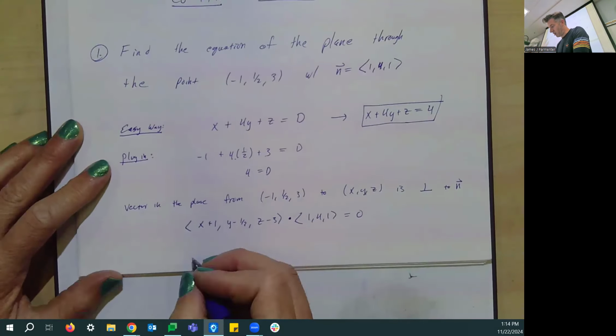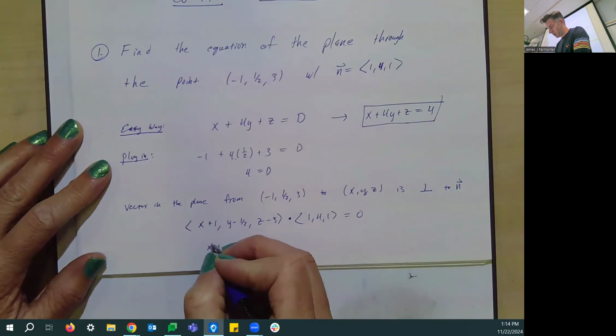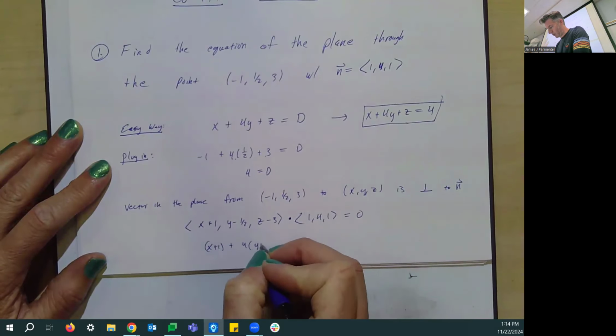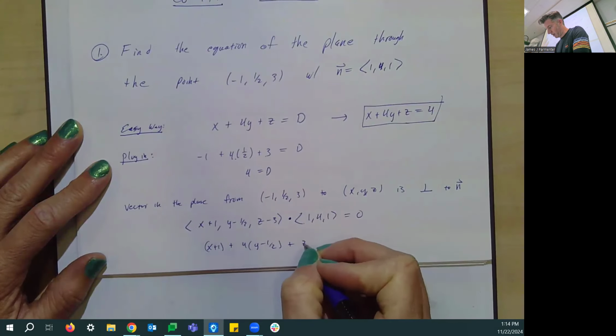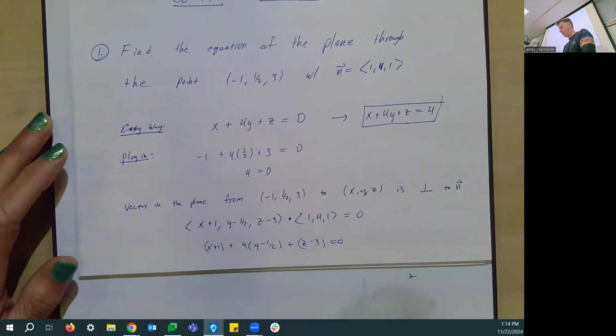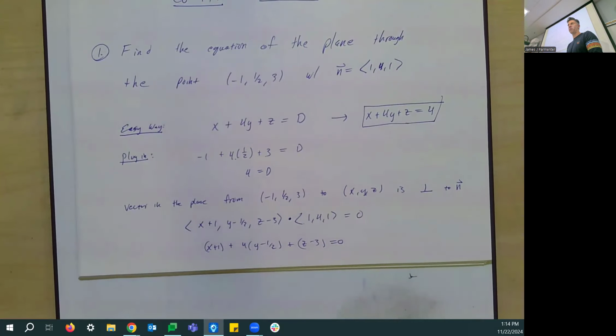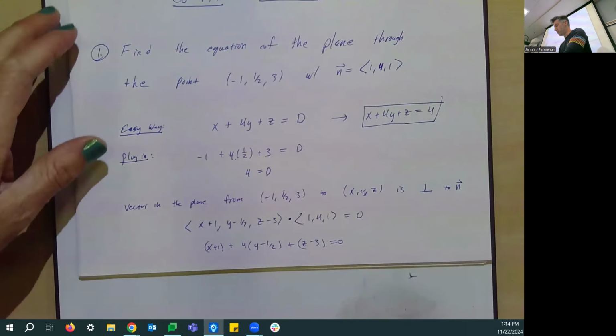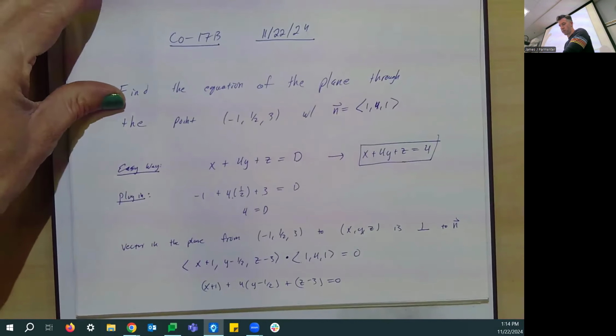If you dot this out, you get 1 times (x plus 1) plus 4 times (y minus 1/2) plus 1 times (z minus 3) equal to 0. And then if you multiply this out and bring the constants to the other side, it'll be the same equation. So you can do it the easy way or the harder way. They're both pretty much the same. I will say if someone asked you to demonstrate why it works the way it does, you would probably want to do it this second way. Like if they didn't just say find the equation of the plane, but why is this the equation of the plane? You might have to rely on making some sort of argument. Cool. Let's look at the other one in orange over there.